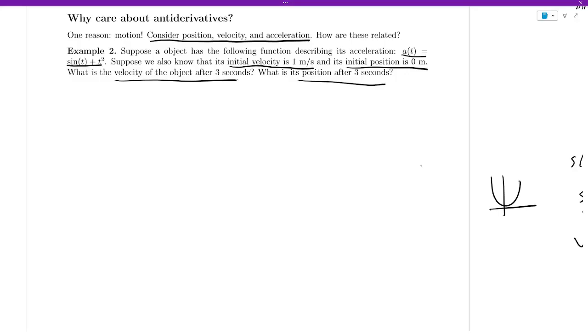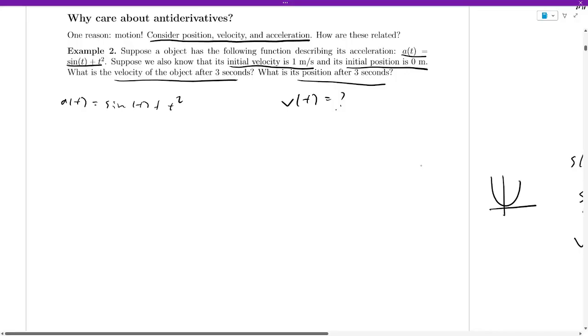So what do I know about A? A of t is sine t plus t squared. I know some stuff about the velocity, right? There's going to be some velocity function. I don't know what it is yet. And there's going to be some position function. I don't know what it is yet. But I do know something about them, right? I know that the initial velocity is 1. Whenever we say initial, that means time 0. You can just translate that in your head to time 0. So that's telling me that the velocity at time 0 is 1.